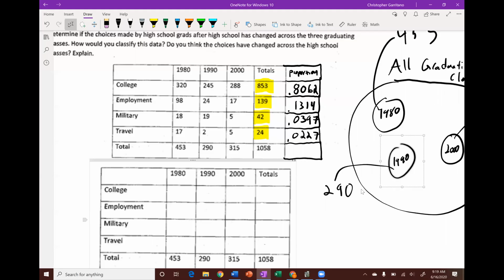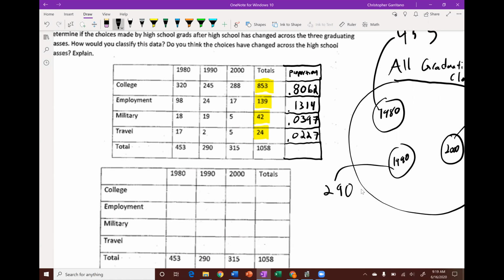All right, welcome back. So I filled out the proportions based on the totals. So I took 853 and divided by 1058, 139 divided by 1058, so on and so forth. And there you see these proportions. So now these are sample proportions, of course. They're pooled proportions. And again, I'm able to pool this data together because I'm assuming that the distributions of decisions are the same. These are currently our best approximations for the true proportions. We don't know what the actual true proportions are, but these are our best approximations.